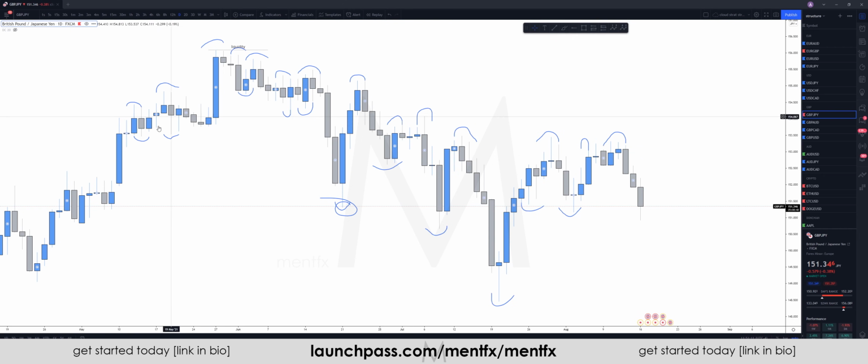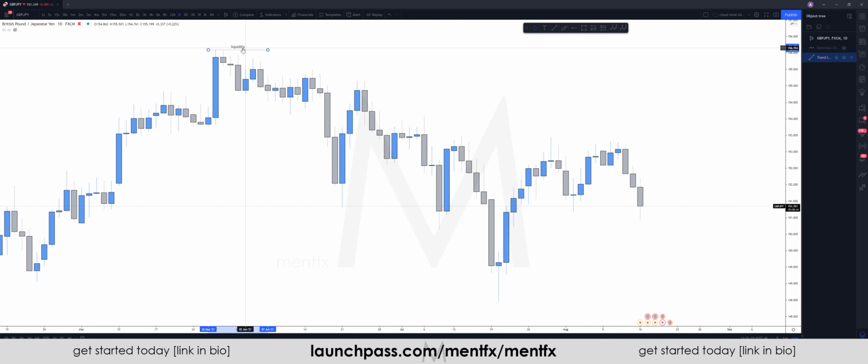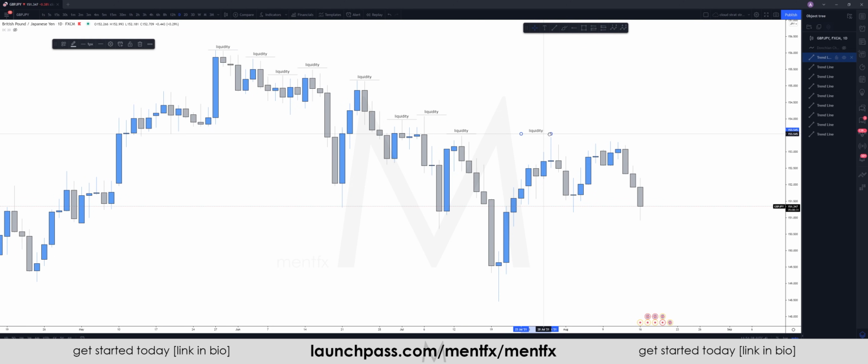So if we just draw that out, let's go ahead and delete all these brush tools. Stay with me for a second. Ultimately what we understand is there's liquidity there, there's liquidity there, there was liquidity here, it was cleared by this high, there's liquidity here, there is liquidity here, which was cleared by this, and there's liquidity up above that, up above this.